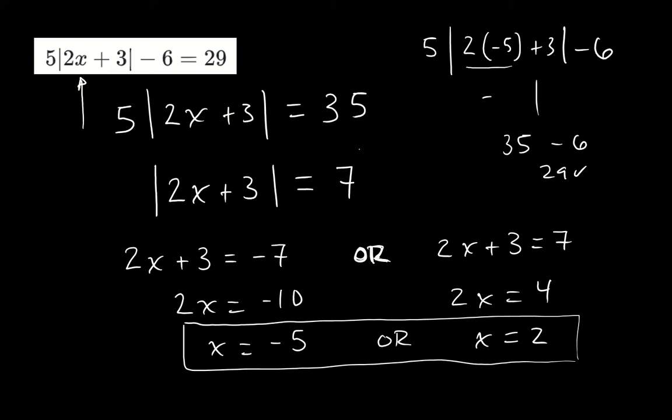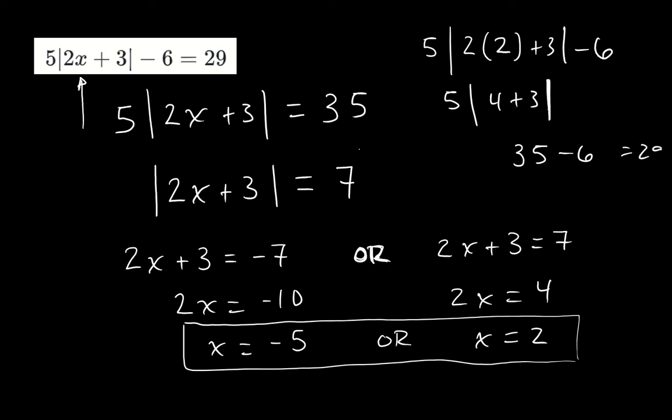If I plug the positive 2 in, let's verify that that works as well. So if instead of being a 5 right there, this was the number 2, this is going to become 5 times the absolute value of 4 plus 3. The absolute value of 4 plus 3 is the number 7. So this is going to become 5 times 7, which is positive 35. And 35 minus 6 is also 29. So the value of positive 2 and the value negative 5, both are solutions to this absolute value equation.